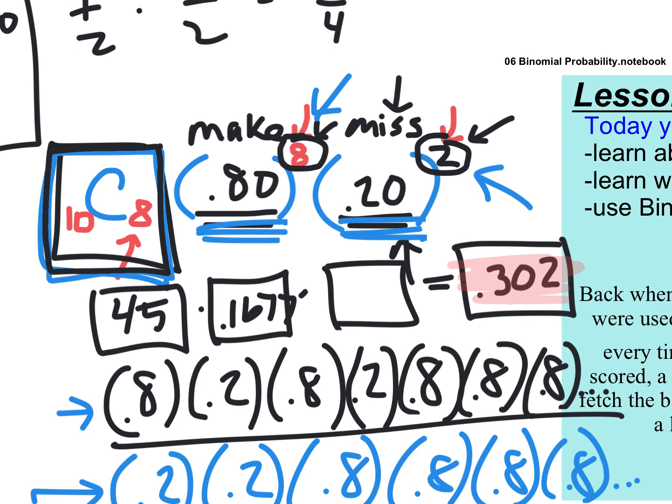Now, this is important. Pay attention. One of your questions is going to say, what's the probability that they make at least 8 out of 10? Would you agree that means 8 out of 10 or 9 out of 10 or 10 out of 10? All right, I don't want to do that one right now because it's going to be really complicated and take us a long time. So I'm going to change the question. Now we only have 3 shots.